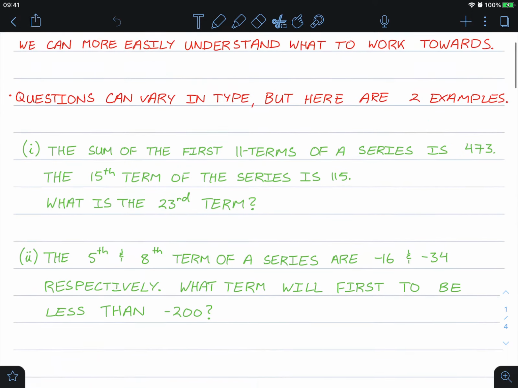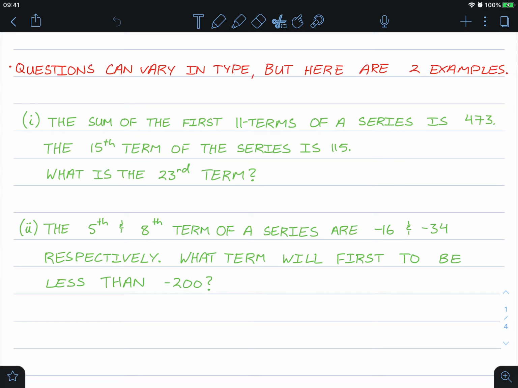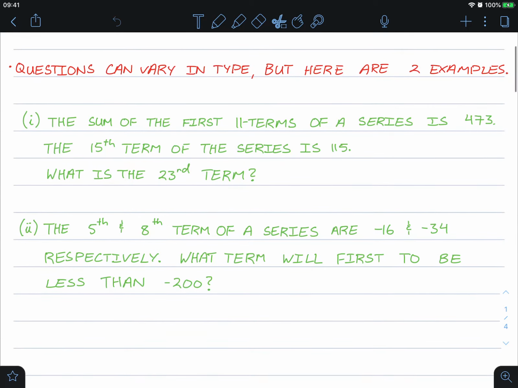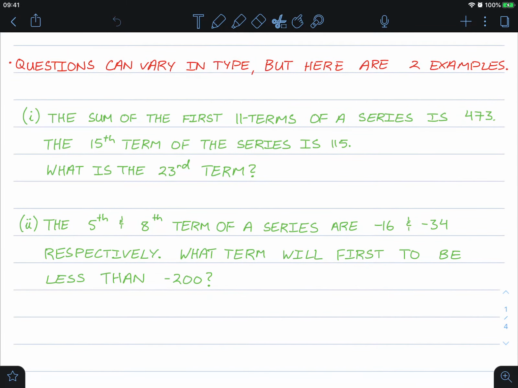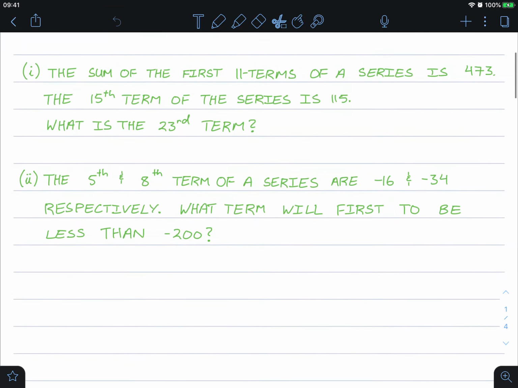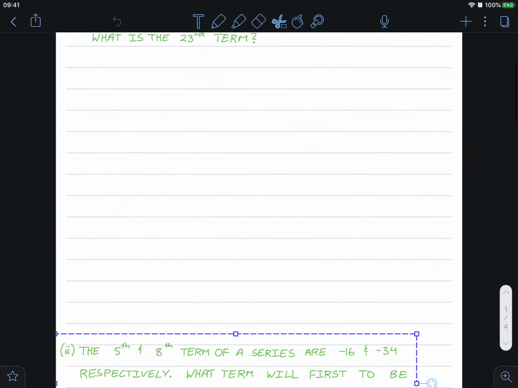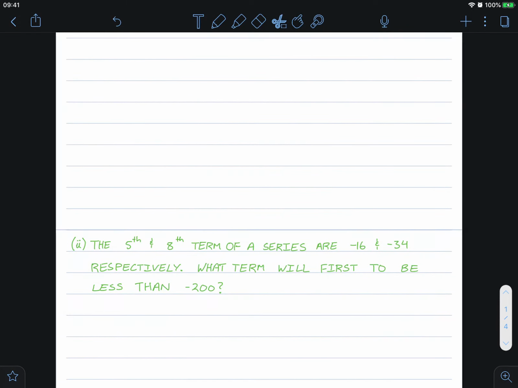So when it comes to these sorts of questions, they can vary drastically, so it's impossible to cover every single type. But here are 2 types of examples. But focus more on the method and the thinking that goes into how we do this. So here we go. You can pause the video and try these 2 questions yourselves, but I'm going to be going at the pace I normally would in an exam condition.